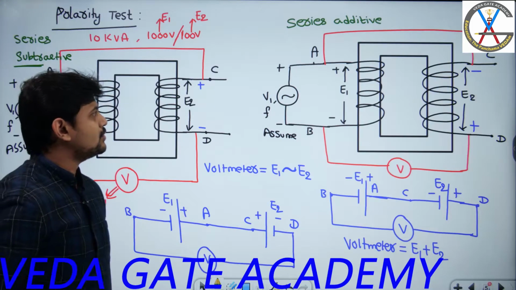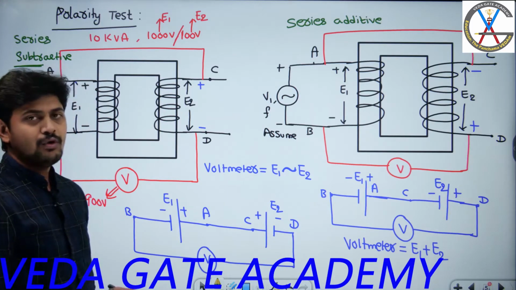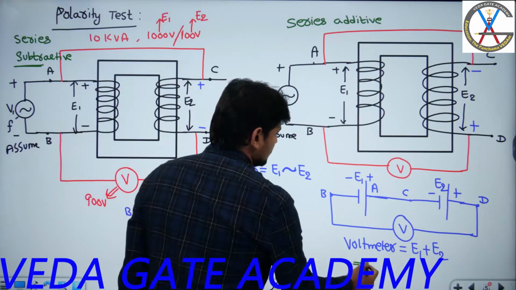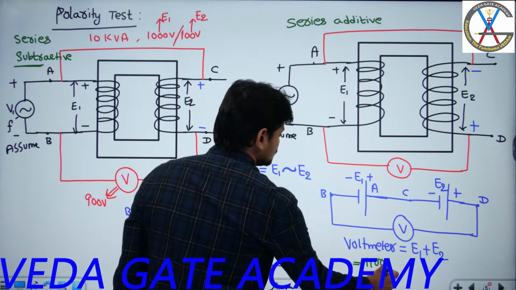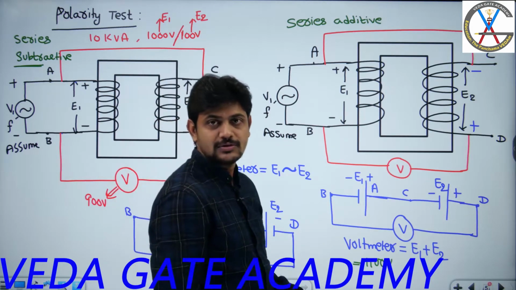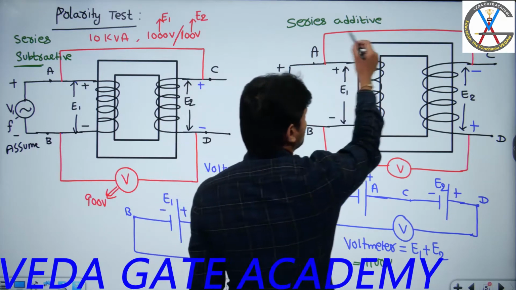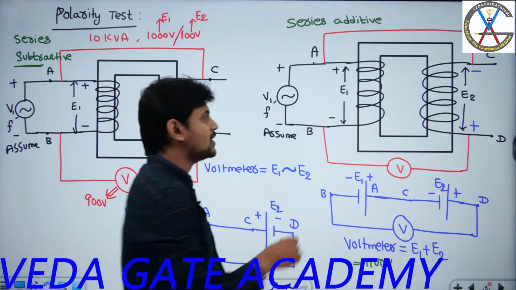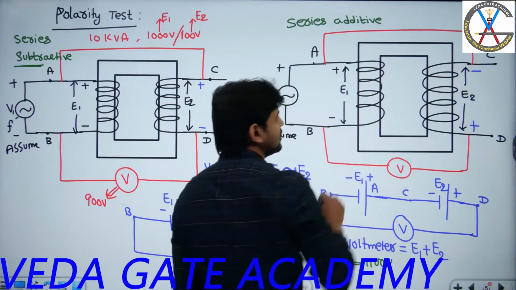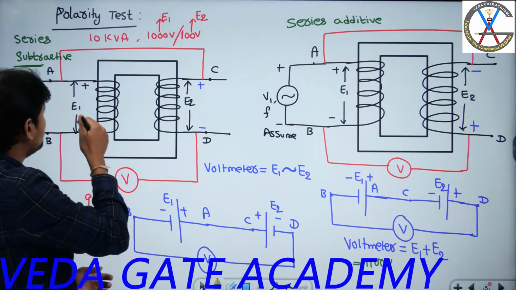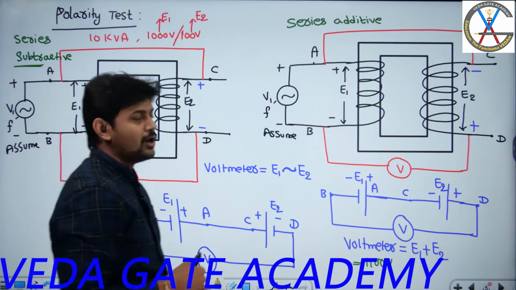Now the point you need to understand here is, for this example, what is the voltmeter reading you are going to get? The voltmeter reading becomes 1100 volts. So if the voltmeter reads the sum of the two induced EMFs, then the short circuited terminals will be assigned with similar polarities or dissimilar polarities? The short circuited terminals will be assigned with dissimilar polarities. Have you understood this point? So this is a brief idea about how to conduct a polarity test.